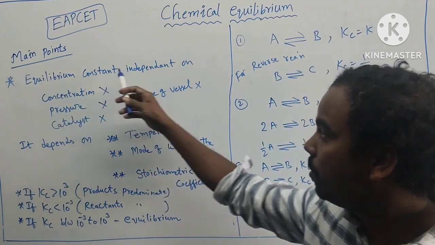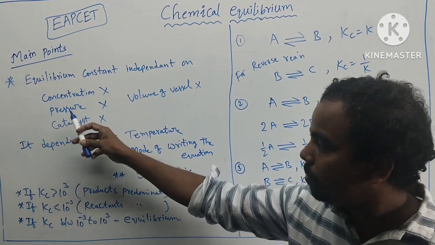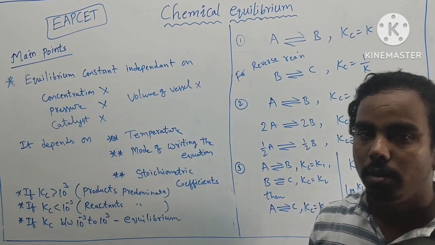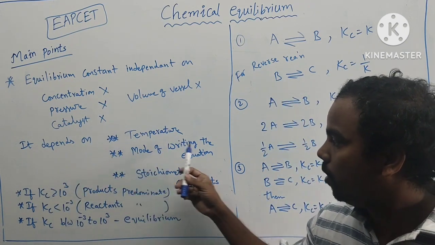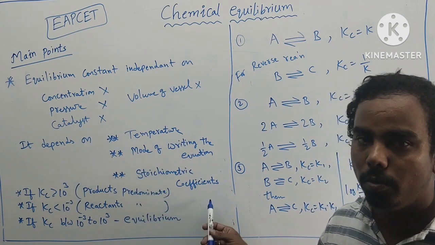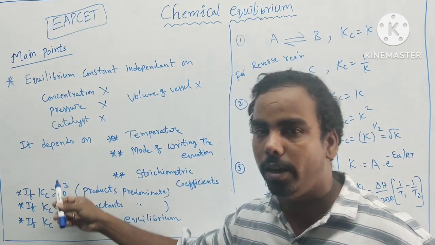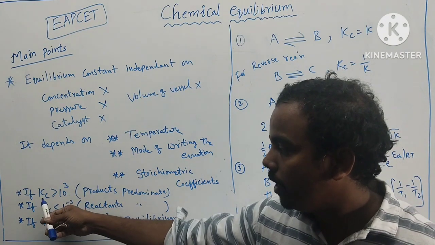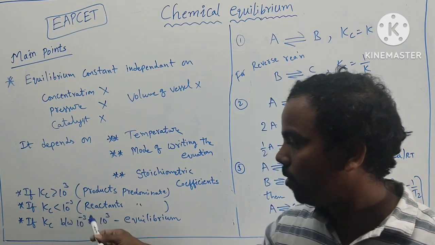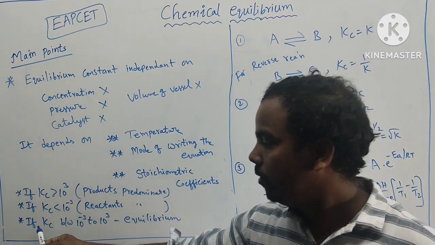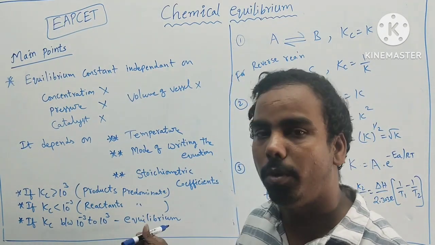So next one, equilibrium constant. The equilibrium constant is independent of concentration, pressure, catalyst and volume of the vessel. So on what does the equilibrium constant depend? It depends on temperature, the mode of writing the equation and the stoichiometric coefficients. Kc, the equilibrium constant in terms of concentration, has 3 conditions. If Kc is greater than 10 power 3, products predominate. If Kc is less than 10 power minus 3, reactants predominate. If Kc is between 10 power minus 3 and 10 power 3, then both reactants and products are present.